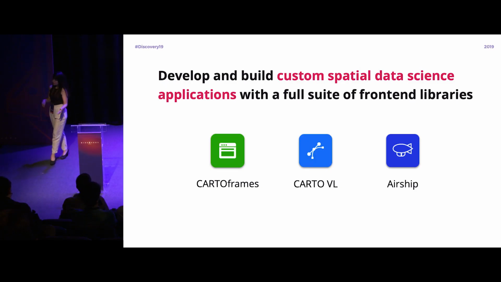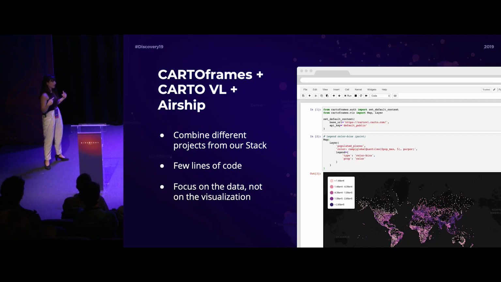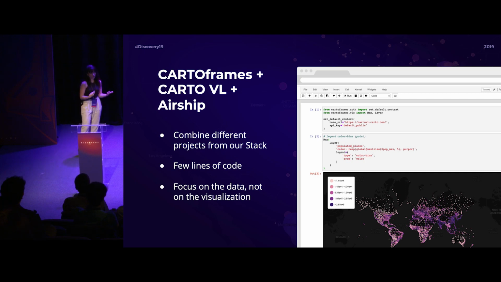So we have CARTOframes that is part of our stack. We have CARTOVL that is also part of our stack. And we have been building libraries and tools to build custom spatial data science applications. One of them is Airship. It is a UI components library that we also released last year. When we wanted to think what to use for the legends of our maps and for the widgets, we thought that the best solution was to use Airship, because the great thing of combining our own tools is that we have full control over them, and we can build them to make it easier to interact with each other.